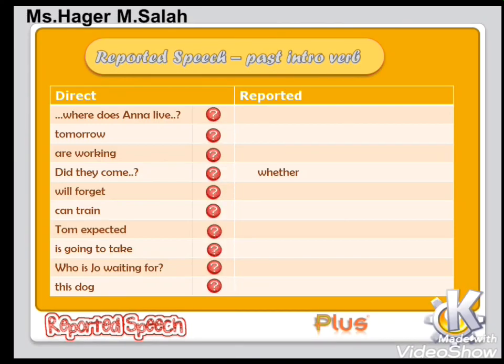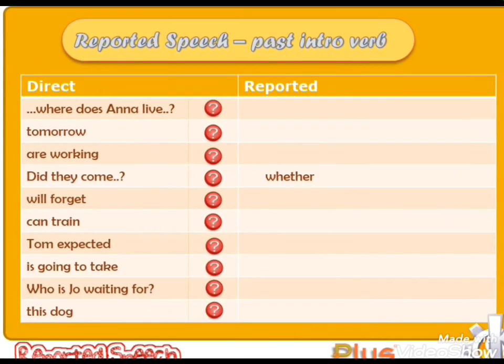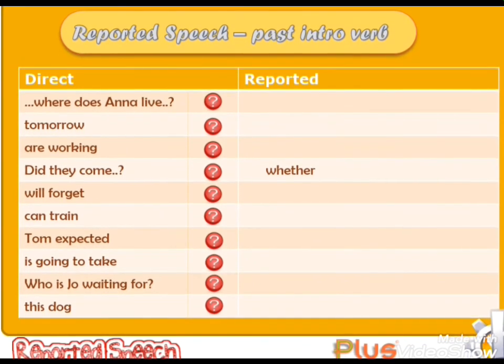Let's see some other examples. Where does Anna live? How can I change it into reported or indirect? So it will be where Anna lived. I removed does and I make the verb live into the past because the question is present simple. I will change it into past simple.